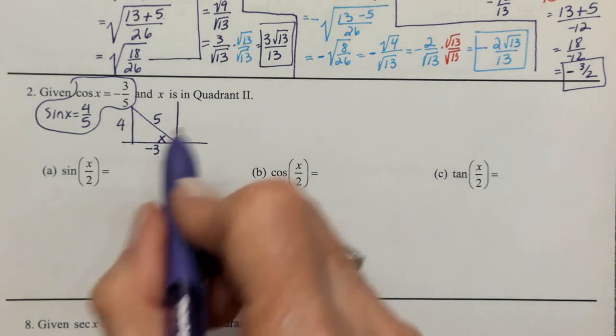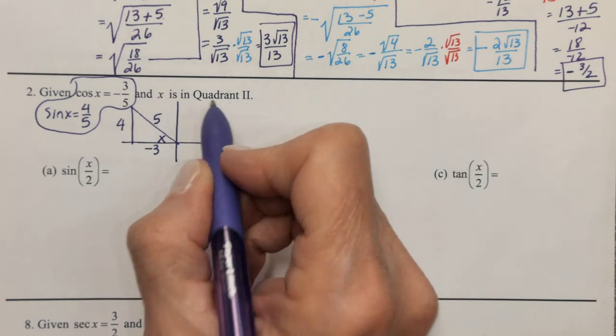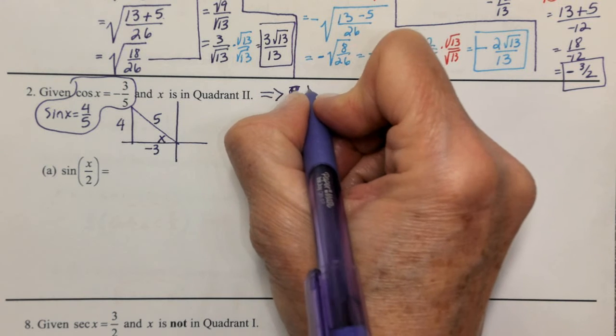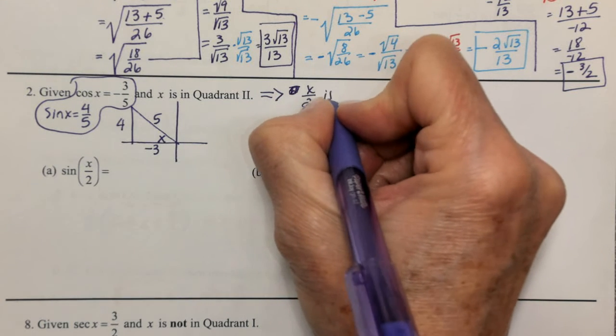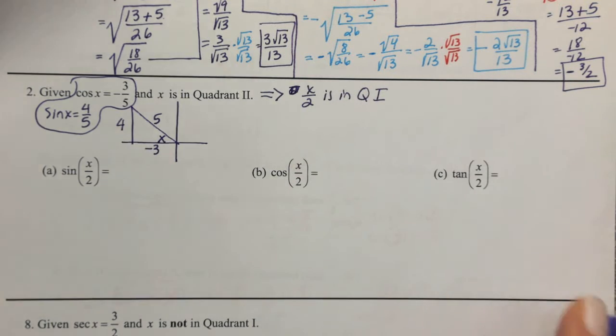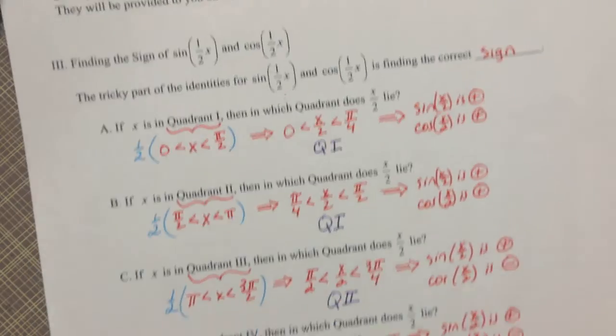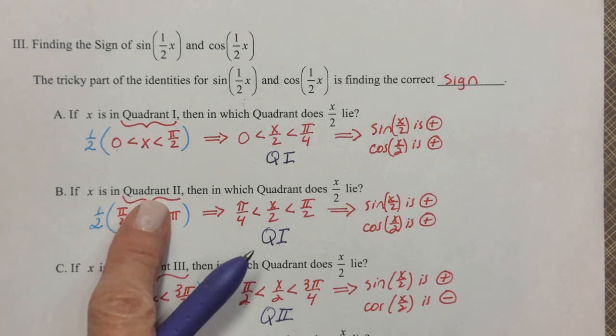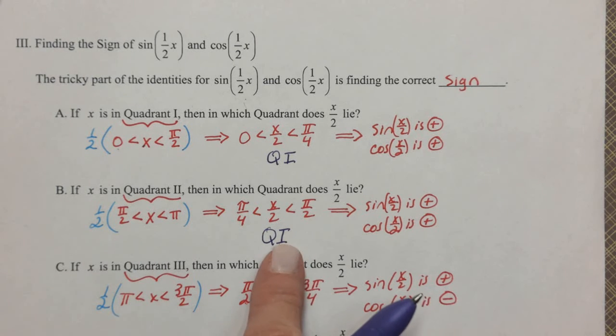Okay? X is in quadrant 2, so that means that x over 2 is in quadrant 1. How do I know that? Because of what we analyzed back here on the first page. When x is in quadrant 2, x over 2 must be in quadrant 1.